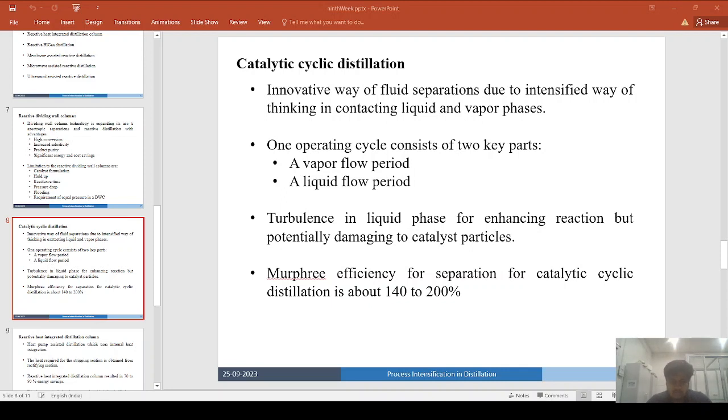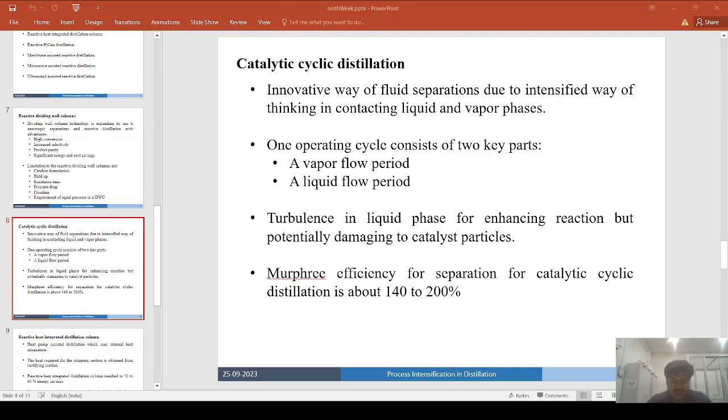Now coming to the advantages of the catalyst cyclic distillation, this cyclic mode of operation, so the crux here, or the main thing that makes it special, is the operation in cyclic mode with periodic condition.